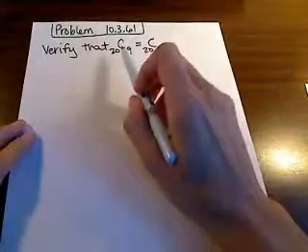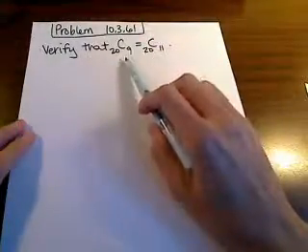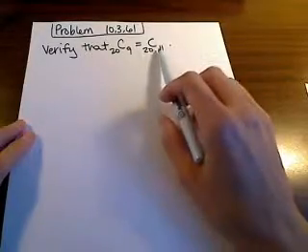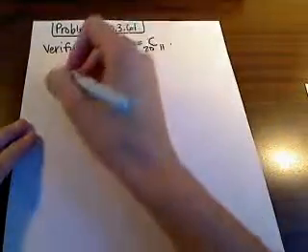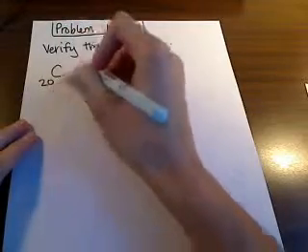All right, so this problem, they're asking us to verify the combination of 20 things taken 9 at a time is the same thing as the combination of 20 things taken 11 at a time. So what I'm going to do is I'm just going to calculate both of them.